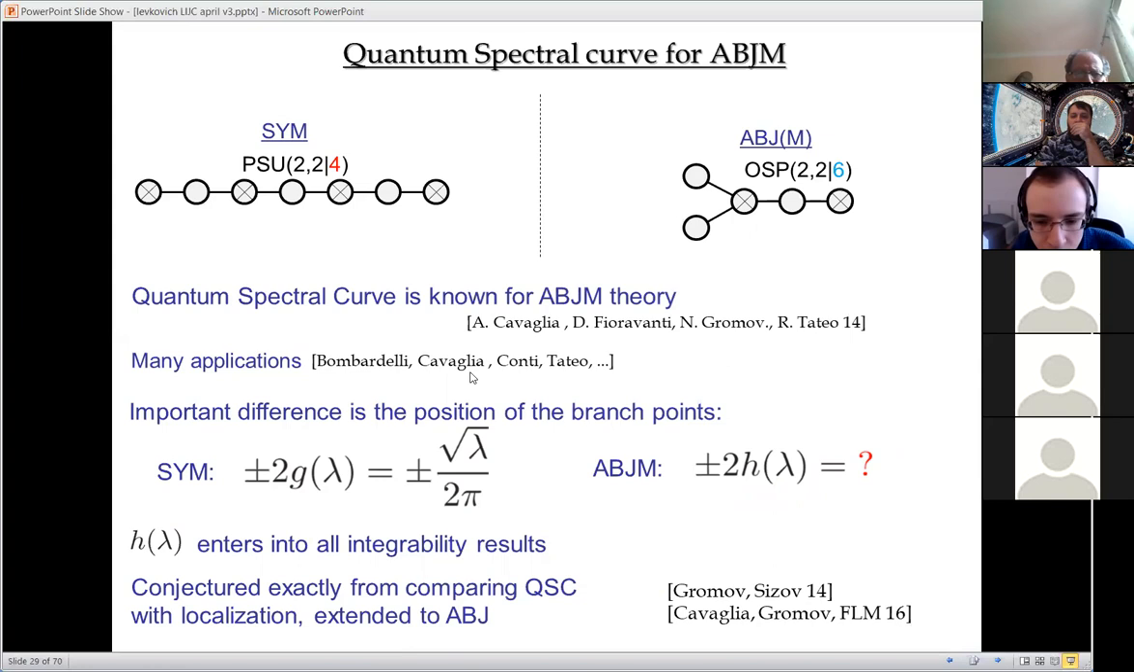One difference is that branch points are located not just at square root of lambda, but at some position which is a non-trivial function of the coupling. And using the quantum spectral curve, a conjecture was formulated for this function by comparing with some localization results, that so far reproduced all known data. And in fact, it was also extended to ABJ theory, so the case when the ranks of the two gauge groups here are not equal.